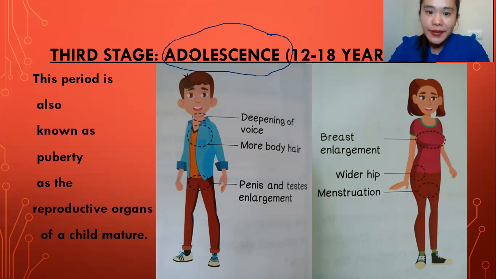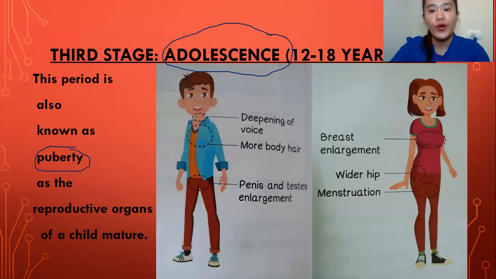All right, very good. So when we say adolescence, it's between 12 to 18 years old. Again, 12 to 18 years old. So this period is also known as puberty. Why? Because the reproductive organs of a child mature.